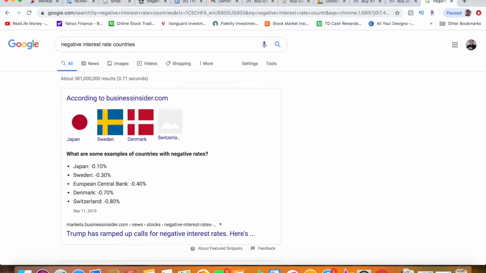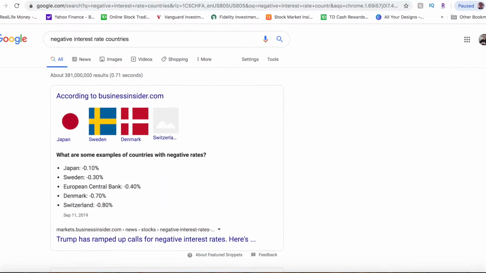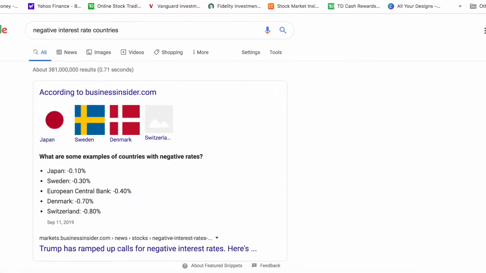What? So in human language, what that even means is, like in a savings account, you put money in a bank and you get interest from it, right? Well, recently you have seen that rates have been declining and they're getting closer to zero. Now, this is becoming more possible that negative rates can happen, especially with the president calling for them. Other countries have them as well. Some negative interest rate countries, by the way: Japan, Sweden, the European Central Bank, Denmark, and Switzerland.